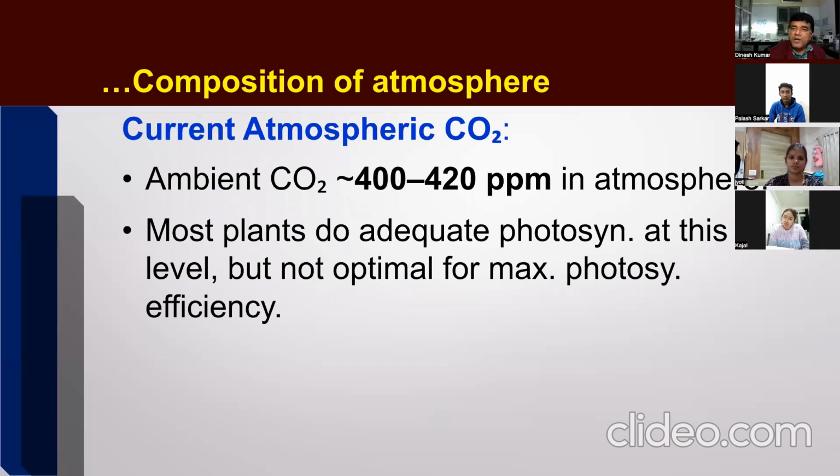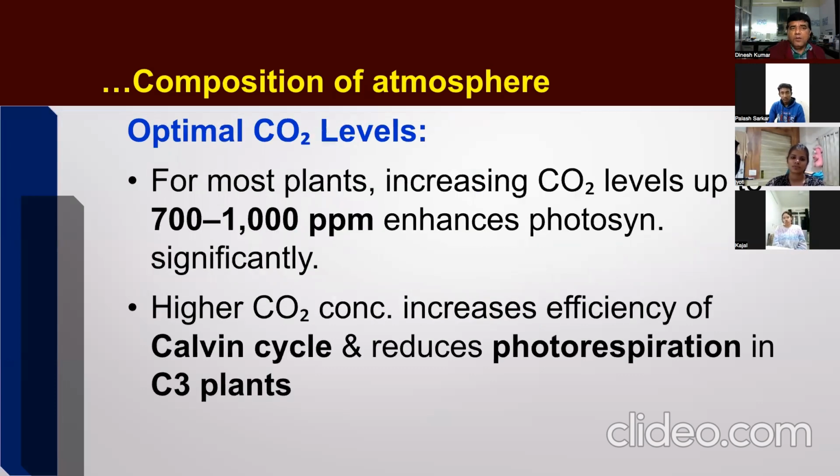Most plants do adequate photosynthesis at this level. Most plants are happy at this level, but it is not optimal for maximum photosynthesis. You can still increase it. For most plants, increasing CO2 levels up to 700 to 1000 ppm enhances photosynthesis significantly. So you can go up to 1000 ppm, no problem. Higher CO2 concentration increases the Calvin cycle and reduces photorespiration in C3 plants.